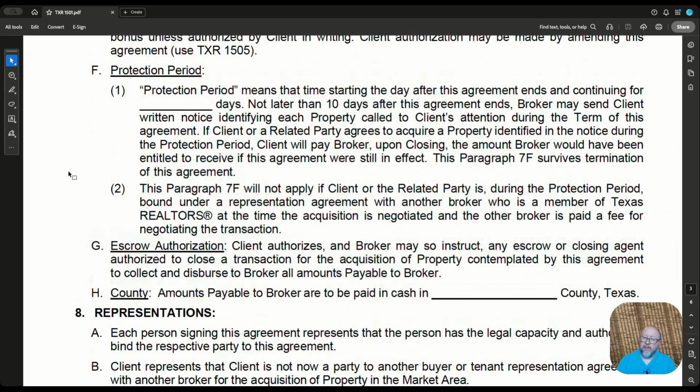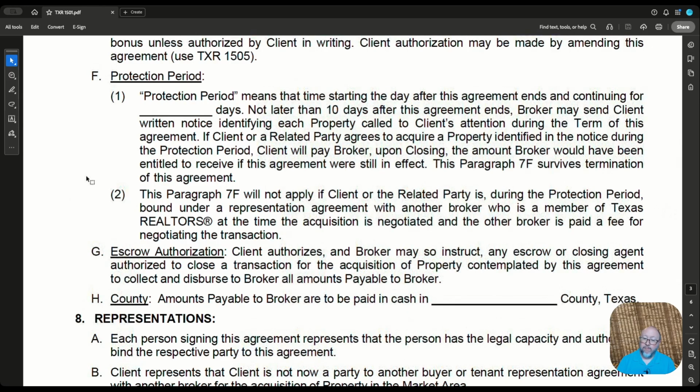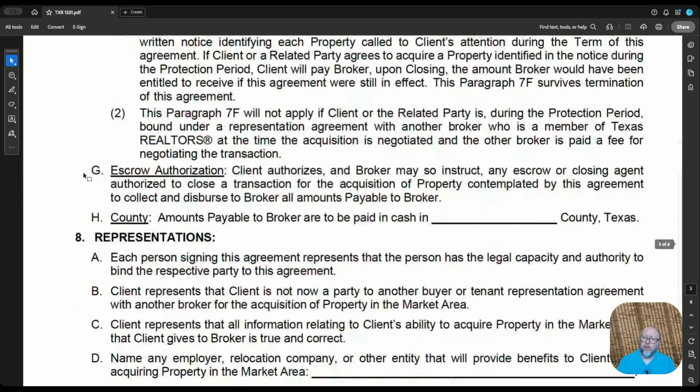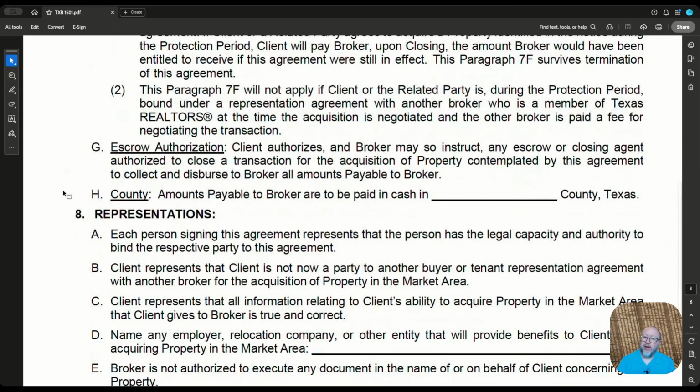All right, let's see. And then we have this carve out here. It's essentially during the protection period, the person gets a representation agreement with another broker who is a member of Texas Realtors. This gets down to the fact that procuring cause disputes are handled through Texas Realtors as opposed to through the court system, between realtors at least. Then we have an addition here of county information. Amounts payable to broker are to be paid in cash in X county. I'd say whatever county the broker is based in, that's where they want to be paid, right?